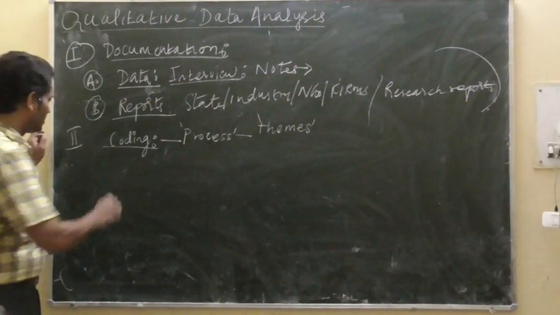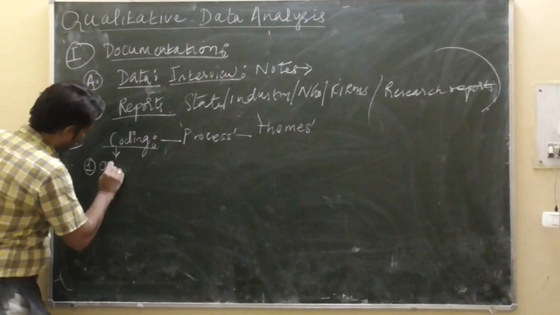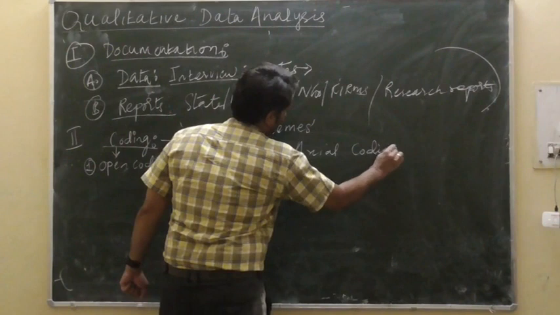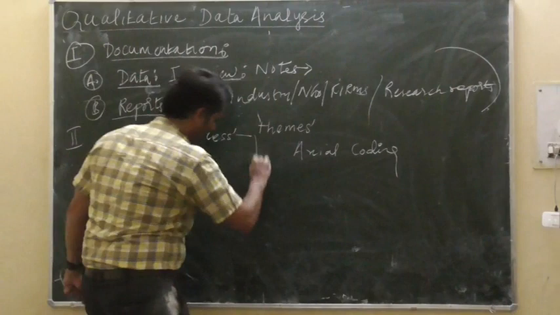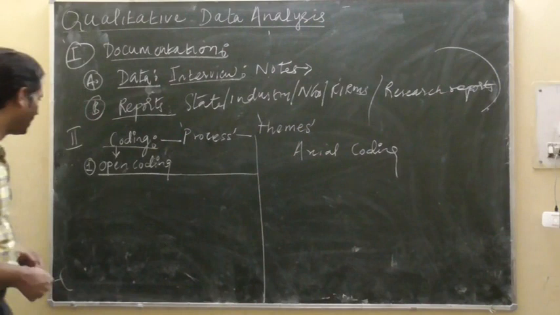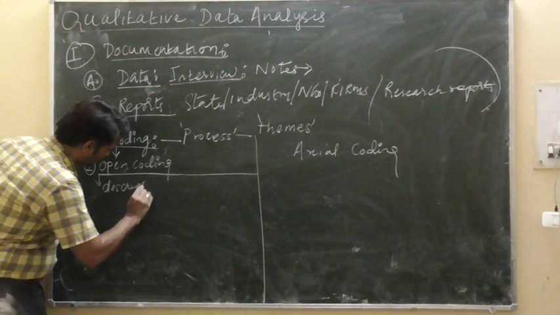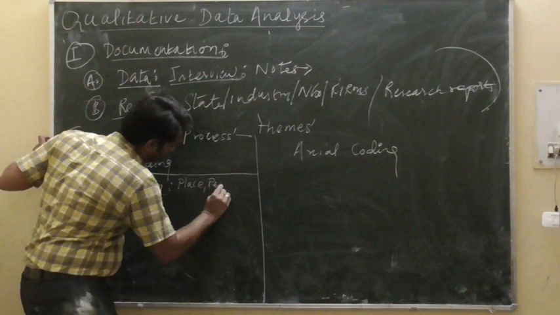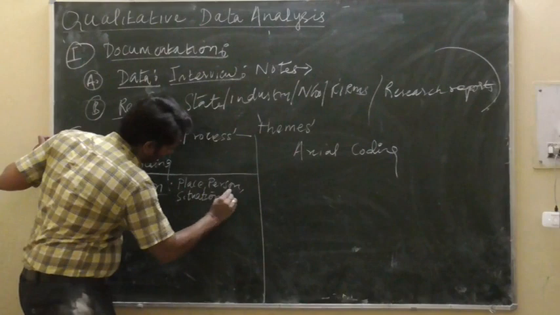two sets of codings. One set is open coding. The second one is axial coding. Okay, the first one: what is open coding? What do we mean by open coding? Open coding is, again, from description. A preliminary description of a place, person, situation, or any event which happens.